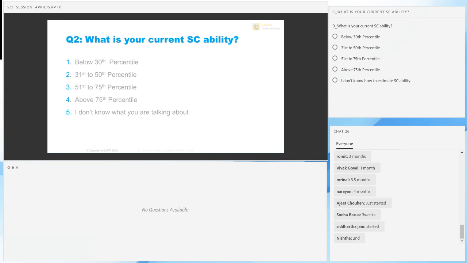All right. So I see that there are quite a few people, more than half of the class, who are below 75th percentile. Then you have an equal number of students below 50th percentile and between 50th and 75th percentile. And quite a few students, almost a third of the class, don't know how to estimate their SC ability. That's absolutely fine. So let's talk about how you can estimate your SC ability.